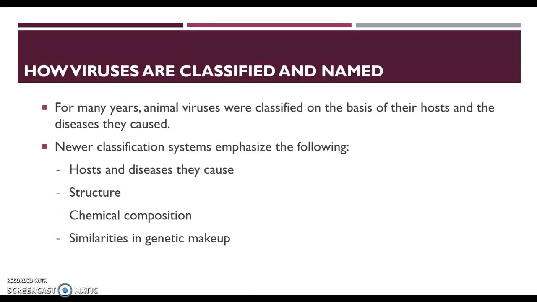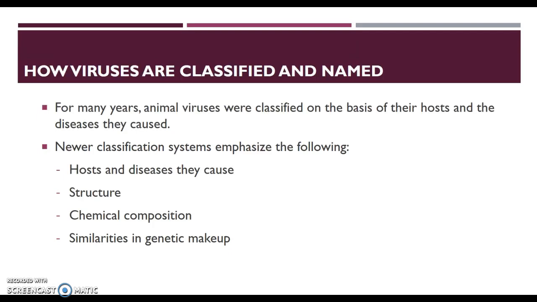Finally, we need to talk about how viruses are classified and named. So viruses are not classified as other living organisms. For many years, once viruses were discovered, they were classified based on the host that they infected and the disease that they caused. Now that we have a better understanding of viruses and we understand their structure and their chemical composition and what their genetic material is, we classify them a little more specifically.